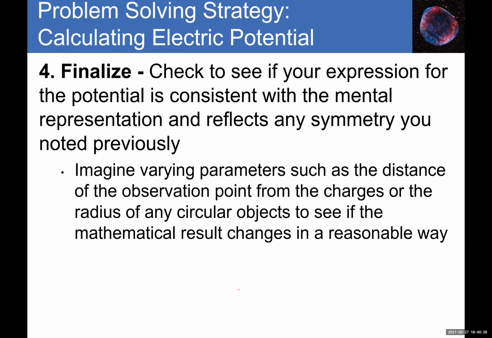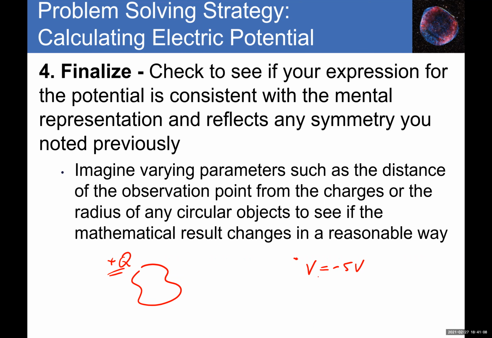All right, so to finalize, check to see if your expression for the potential is consistent with the mental representation and reflects any symmetry you noted previously. Because you also want to make sure that the value is correct. For example, if you have a distribution that is overall a positive Q, and you're calculating V here, and you get a negative number, say minus 5 volts, it doesn't make sense, because this is a positive distribution. You cannot get a negative number there. So you want to look at whether it makes sense. Is your calculation correct or not?